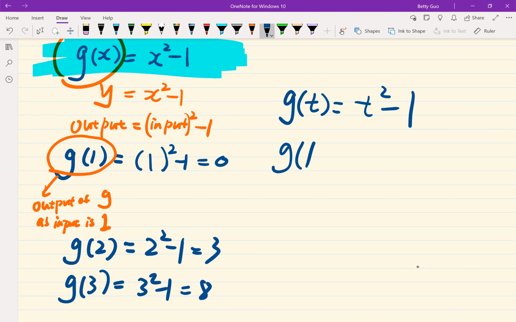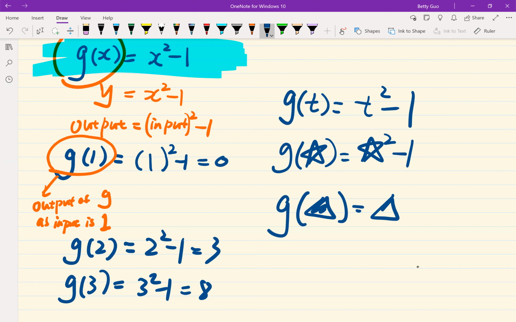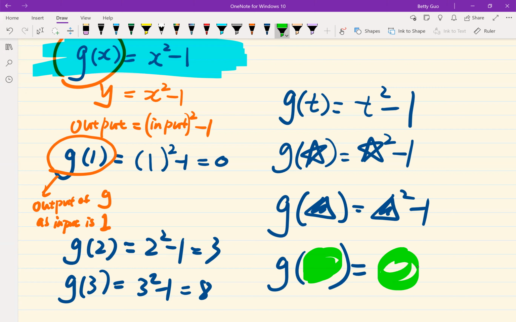And what is f of star? Star squared minus 1. G of triangle. Triangle squared minus 1, right? What if I said g of whatever that is, the green part? It's always the input. I don't know what the input is. It's just the input squared and then minus 1. Do you see that? We understand a function as a machine that helps us evaluate the function at a given input.